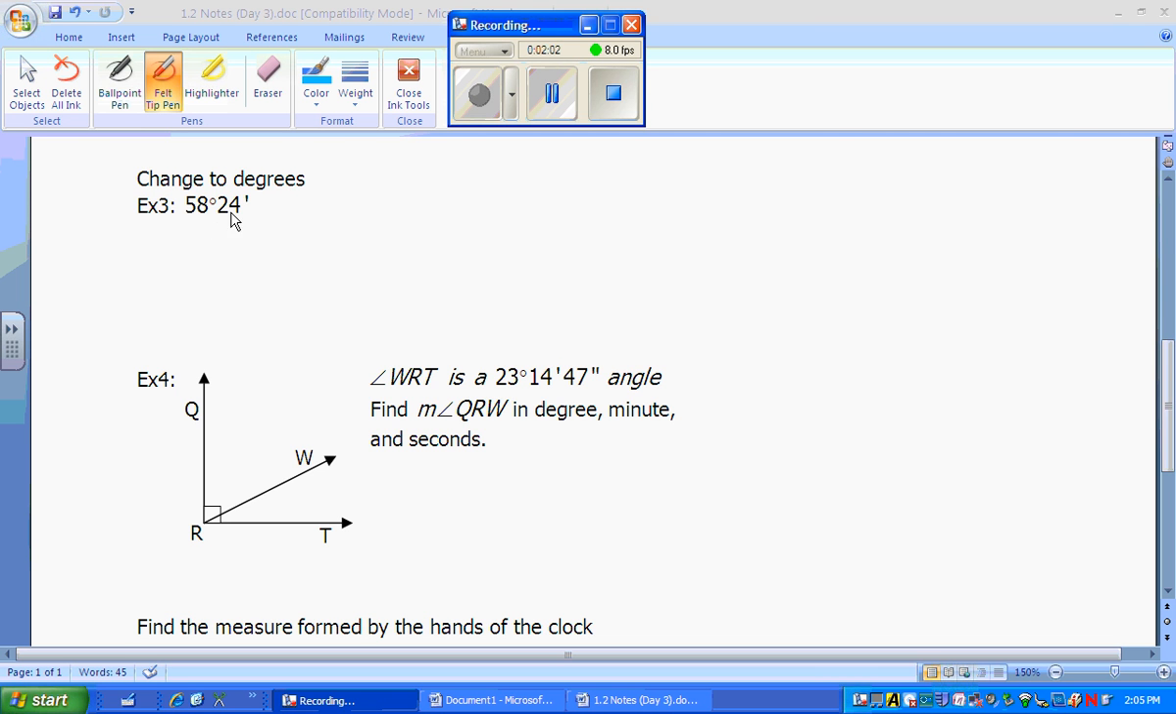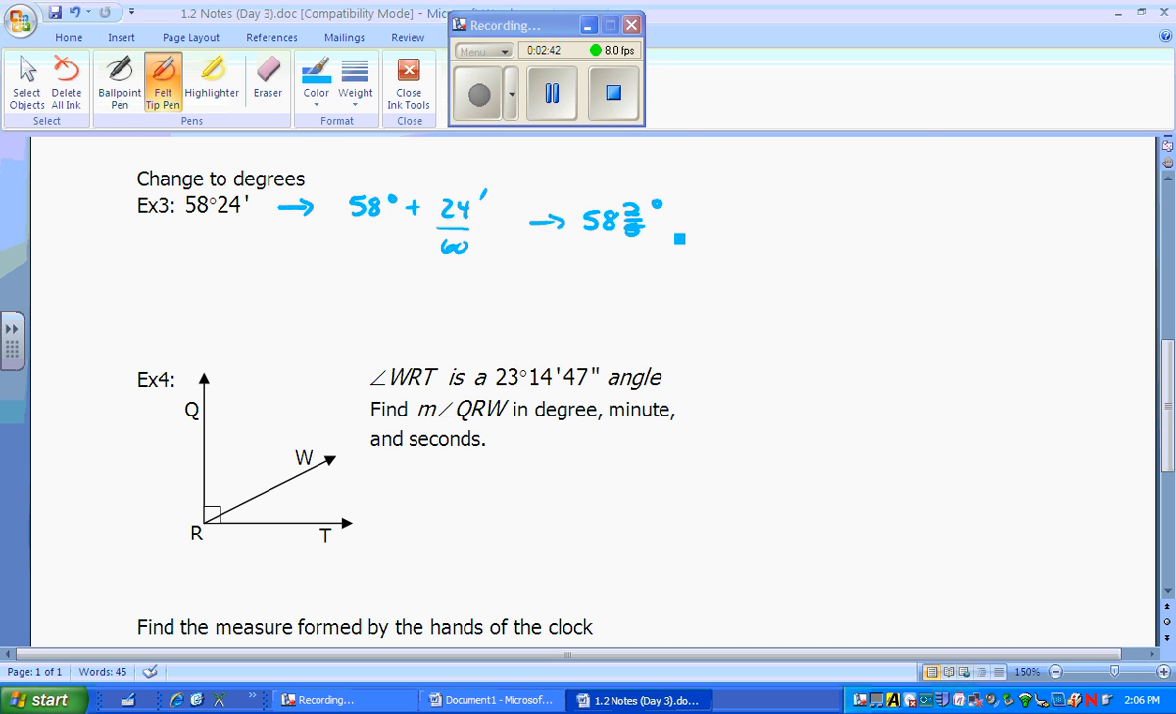Example 3, we're going the opposite way. We're converting 58 degrees, 24 minutes into a degree measure with a fraction. So, once again, break it up. 58 degrees plus 24 minutes. Well, what can you do? 58 is okay. We need to convert this into a fraction. Well, the 24 minutes is out of how much? Is out of 60. So then the 58 will stay, and then you can simplify 24 over 60 to 2/5. So you got 58 degrees, 58 and 2/5 degrees.